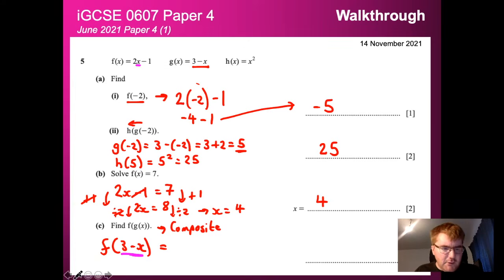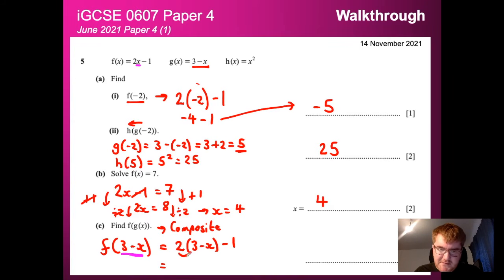Now, what does that look like? Well, let's put that in. So we get 2, stays as normal, open brackets, 3 minus x. So I've replaced the x here with a 3 minus x, minus 1. And remember, this is not the finished answer here. You need to simplify. So we're going to expand out the bracket using the hook.